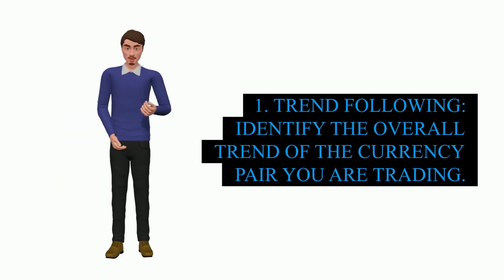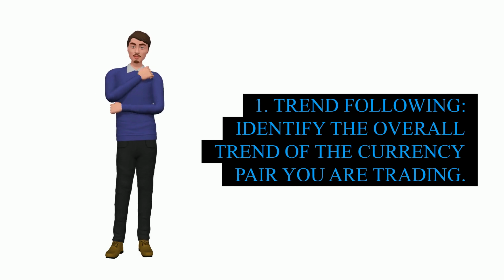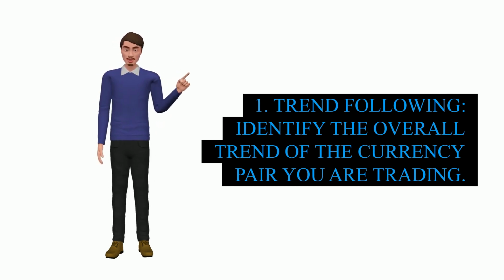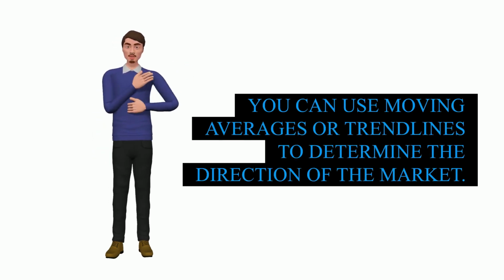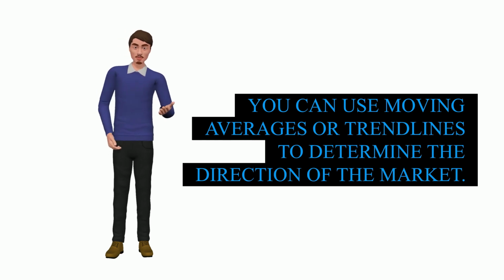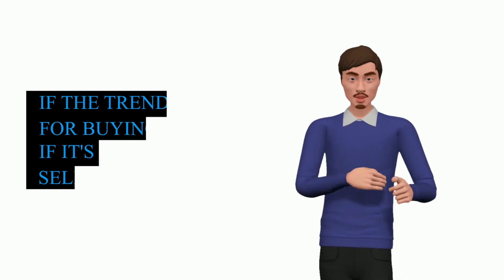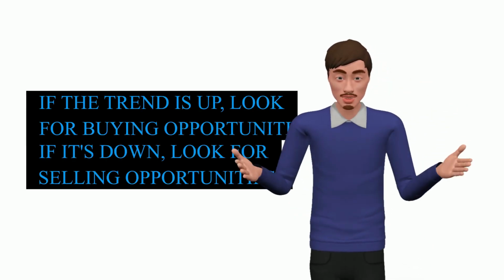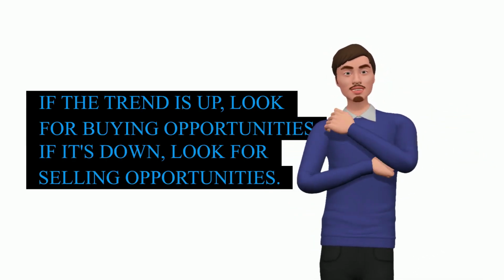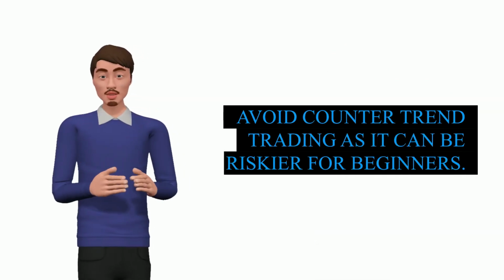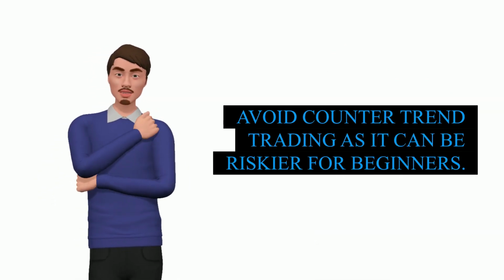1. Trend following. Identify the overall trend of the currency pair you are trading. You can use moving averages or trend lines to determine the direction of the market. Focus on trading in the direction of the trend. If the trend is up, look for buying opportunities. If it's down, look for selling opportunities. Avoid counter-trend trading as it can be riskier for beginners.